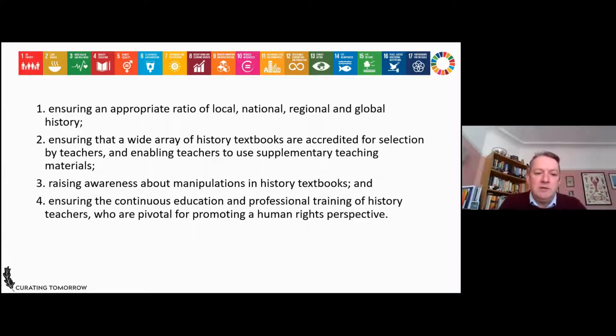And she recommended, well, what can we do in this situation? She recommended that history should include a ratio of local, national, regional, and global history. It should ensure that a wide range of textbooks are used. It should raise awareness about how history is manipulated in textbooks, and I would also say in museums. And to ensure the continuous education and professional development of history teachers, and we could also include museum educators and curators in this, who are pivotal in promoting a human rights perspective.